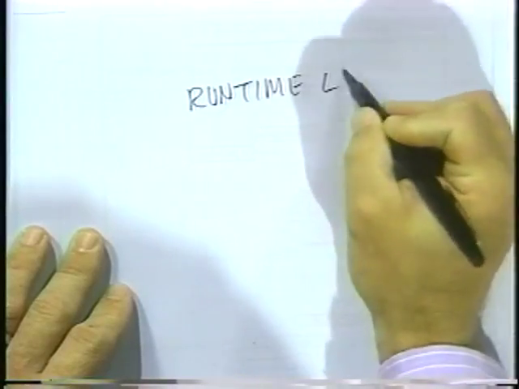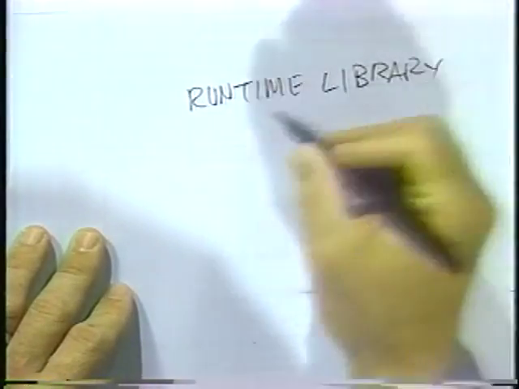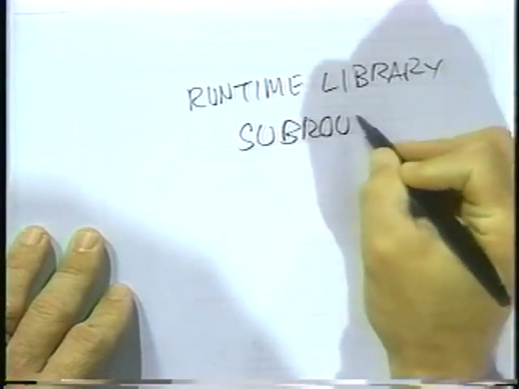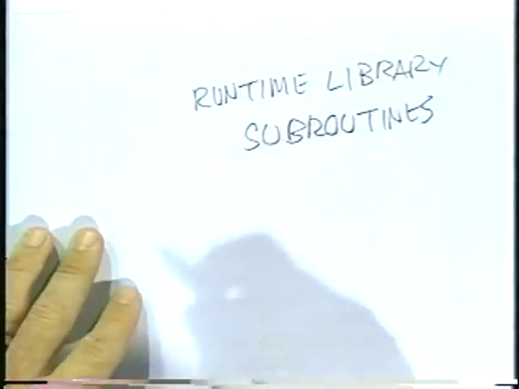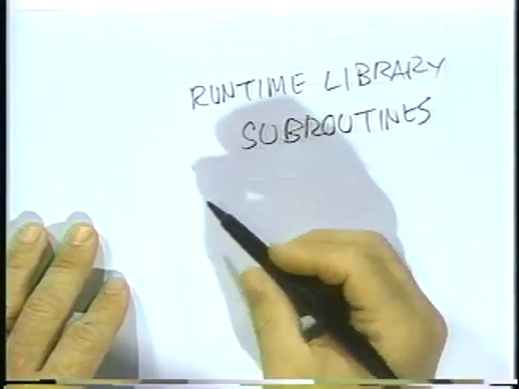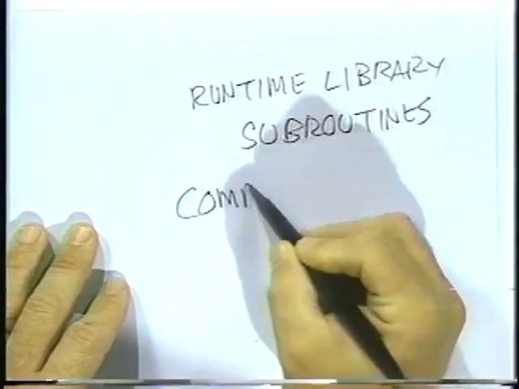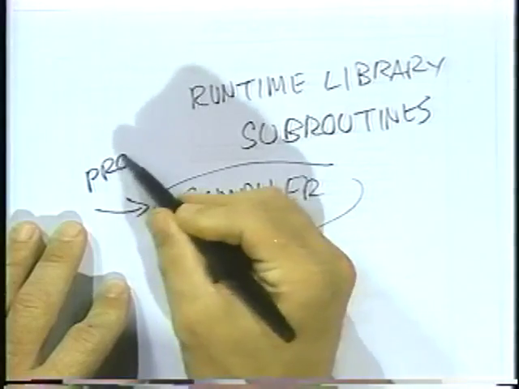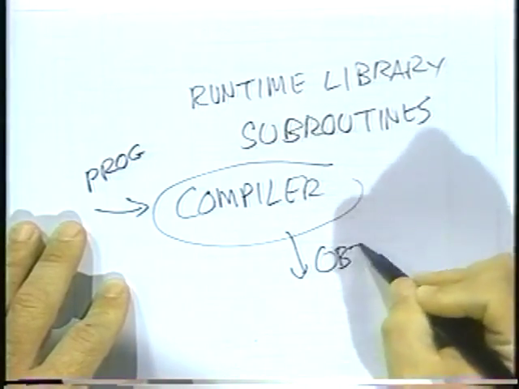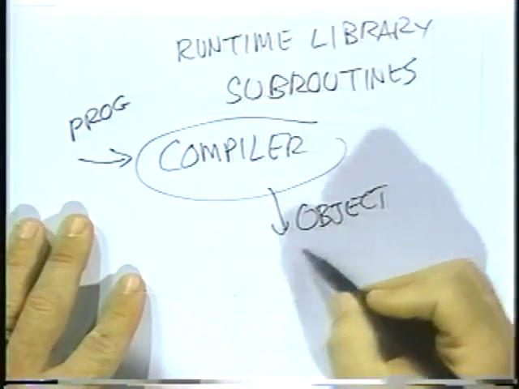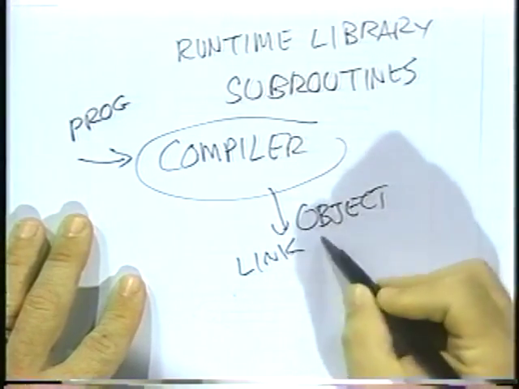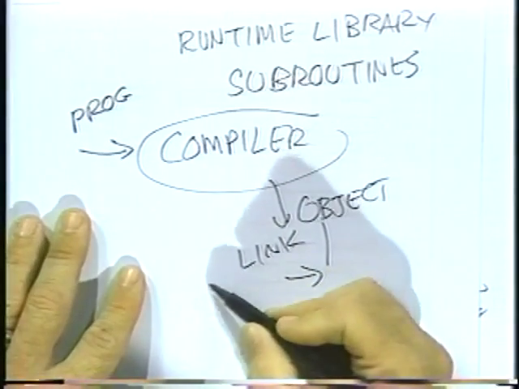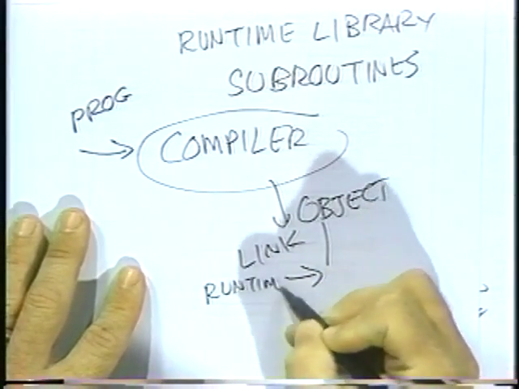Okay. I think I got that one. So I said runtime library today, and before I said subroutines. What I mean by runtime library is just that generally there's the compiler's view of the world, like the C compiler, and the compiler takes programs and produces object code. The other thing is you have to link the object code with some built-in routines like sine and cosine. So this is what I mean by runtime library.